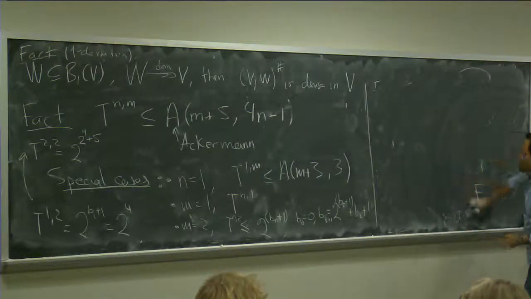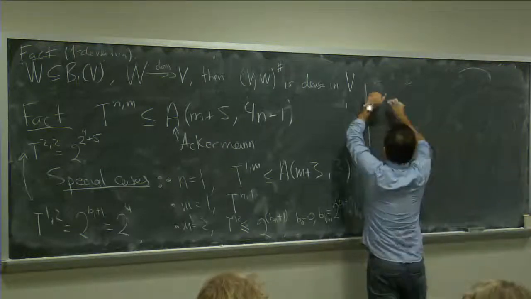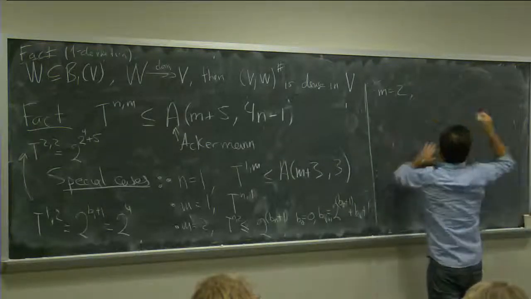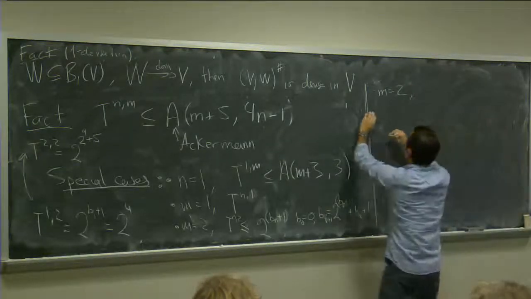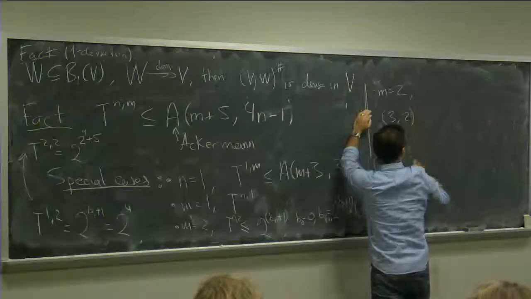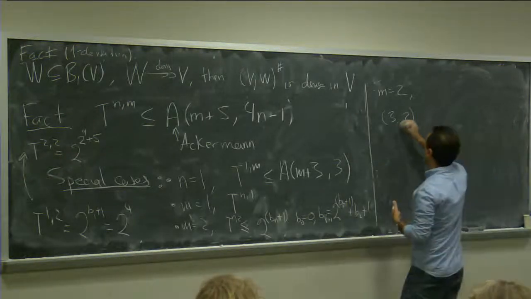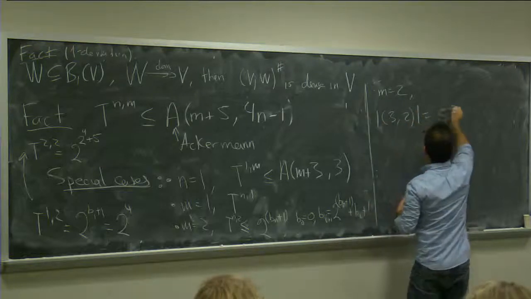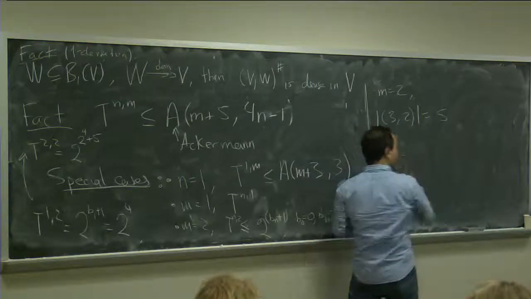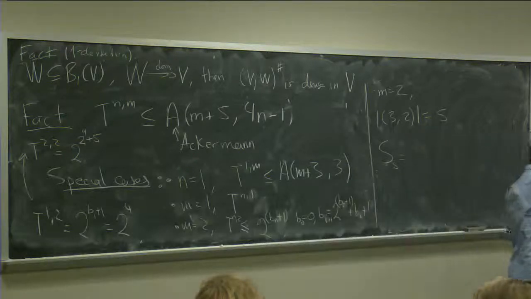The reason this case, m equals 2, is so well behaved, is conceptually interesting. Why? Because if I have, for example, 3, 2, then this is of course 5. Now take S5 to be the simplex in R2, the simplex of 5.